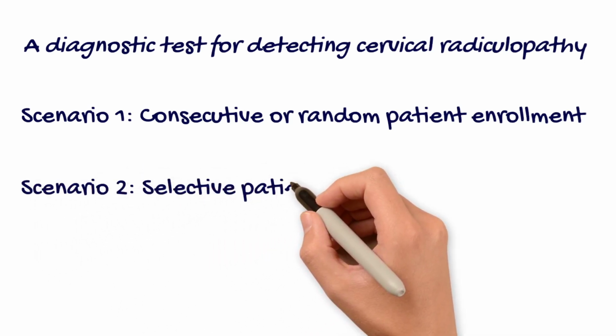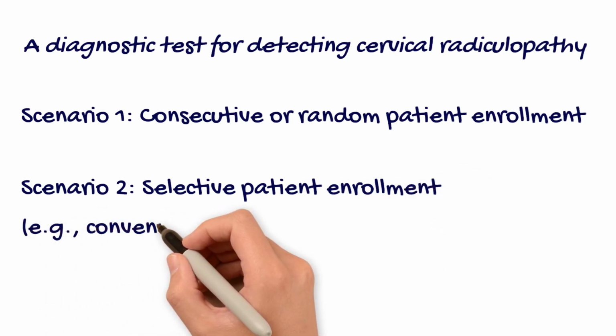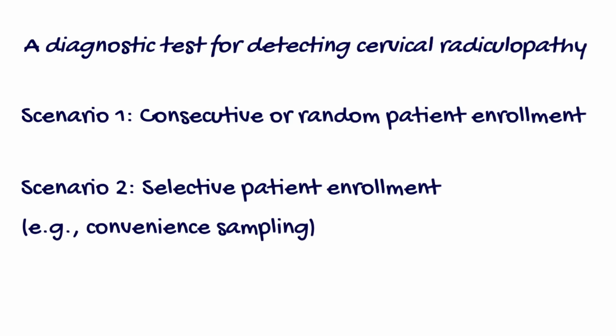Scenario 2. Selective patient enrollment, such as convenience sampling. In this scenario, the researchers choose patients based on specific characteristics or convenience. They might exclude patients with certain conditions, severe symptoms, or those who have already had a different diagnostic test.